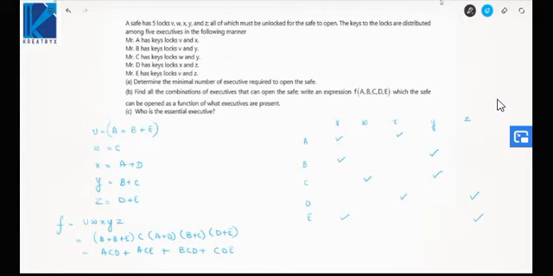How many minimum number of executives are required? At least 3 executives are required to open the lock. Okay. All combinations are this one. Who is the essential executive? In all the expressions, C is coming. So C is the essential executive. Because lock W can only be opened by C. Hence, without C, the locks cannot be opened.